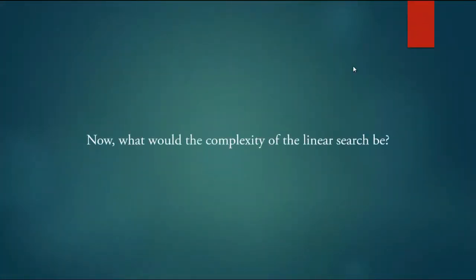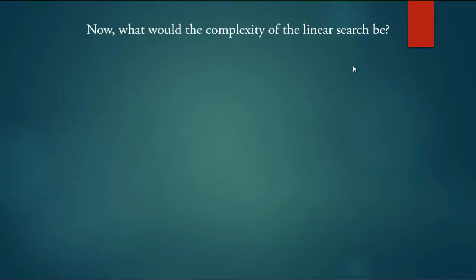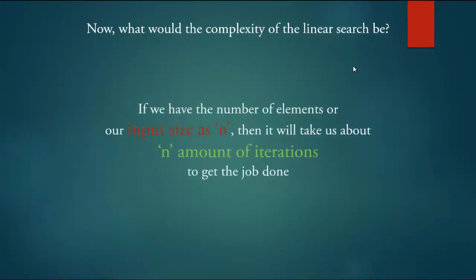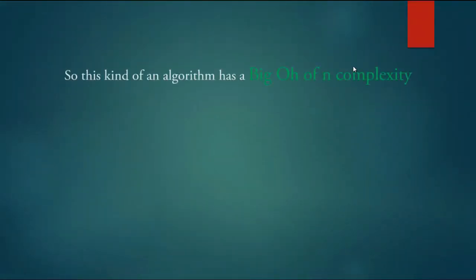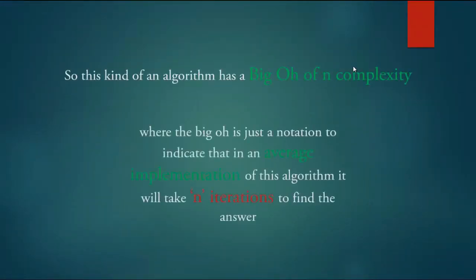Now, what would the complexity of the linear search be? As I said earlier, it's basically the process of finding a particular required element in a whole list of elements by going through the list one by one and checking whether the element is present in that list or not. In this case, we have the number of elements, or our input size, as n. Then it will take us about n iterations to get the job done, assuming that is the average case. So this kind of algorithm has a big O of n complexity, where the big O is just a notation to indicate that in an average implementation of this algorithm, it will take n iterations to find the answer.